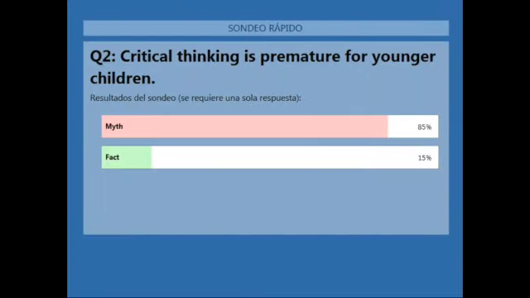And let me show you the results. Okay, there you have the results. So they say it's a myth, right? 85%, 15% is a fact. Yes, it is a myth, right? Critical thinking is not limited and should not be limited, right, to any age.